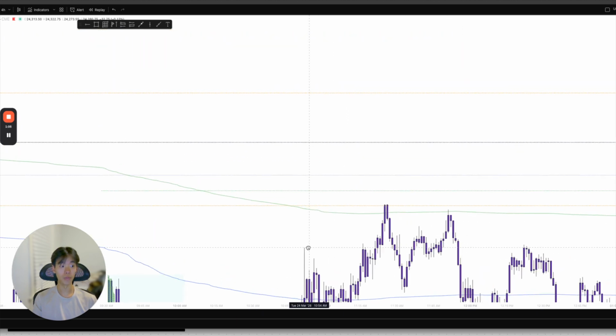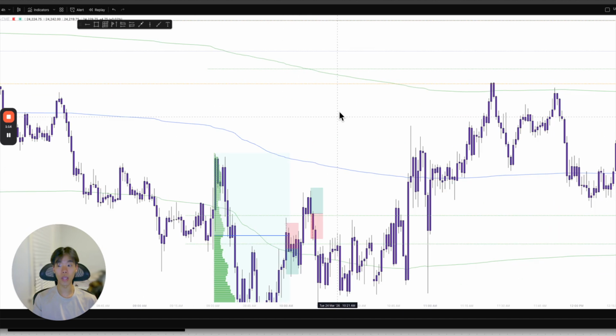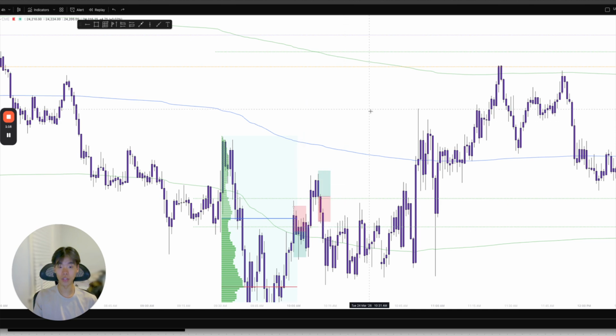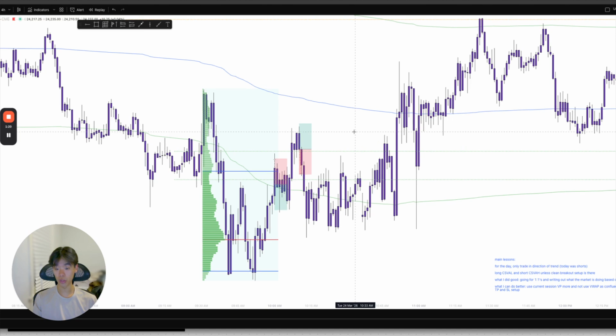So right now I'm seeing that. I wish I could kind of show you guys, but this black line right here is the previous day value area low. We're trading way below all of these levels, right? So obviously we're in a bearish market, so I want to look for shorts.